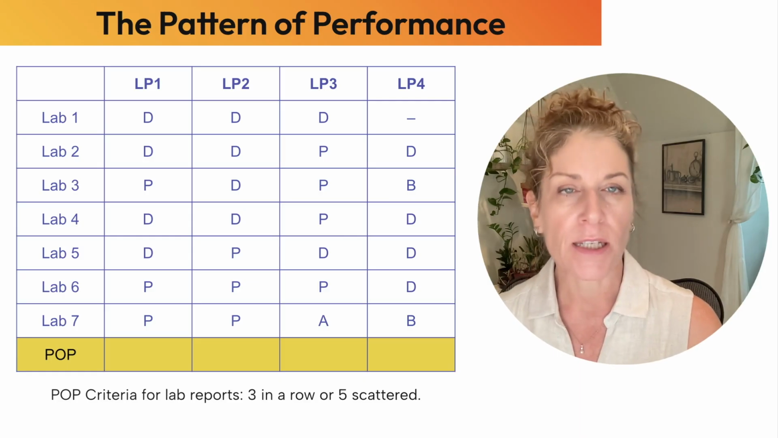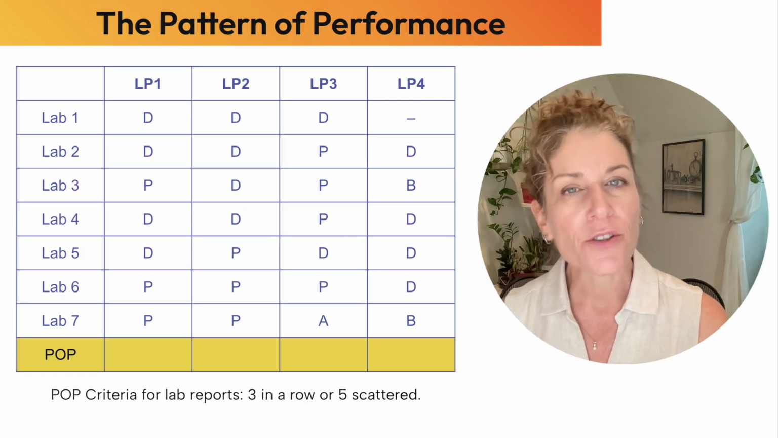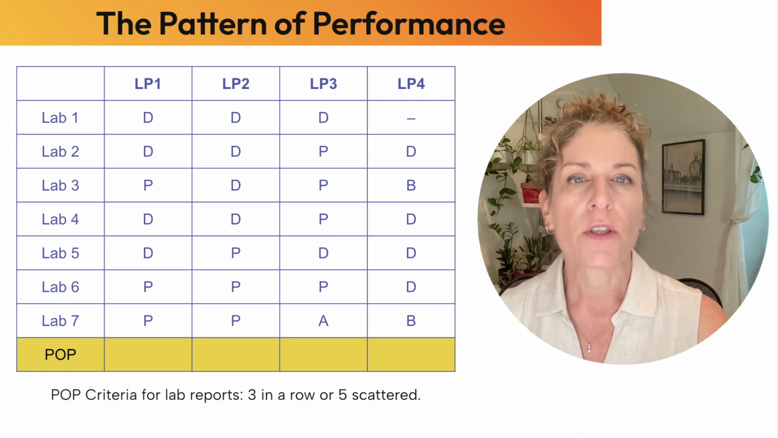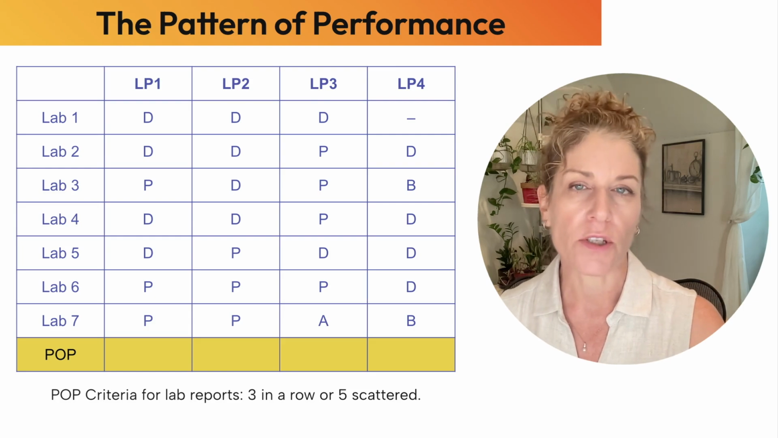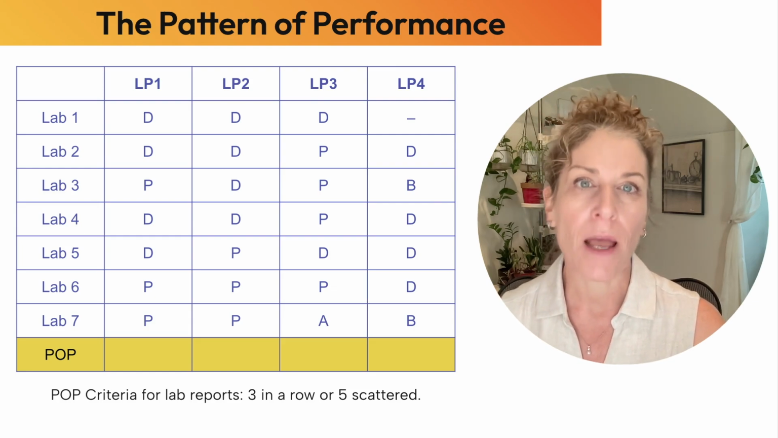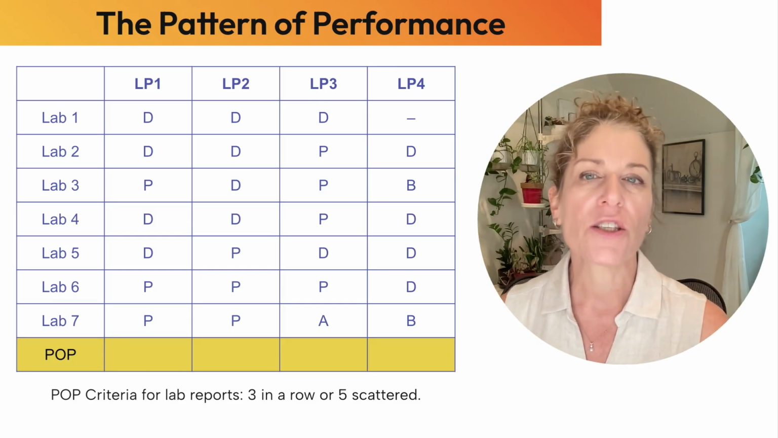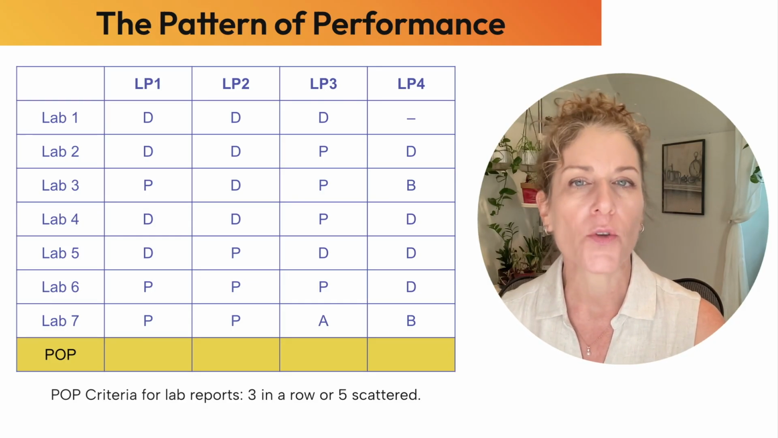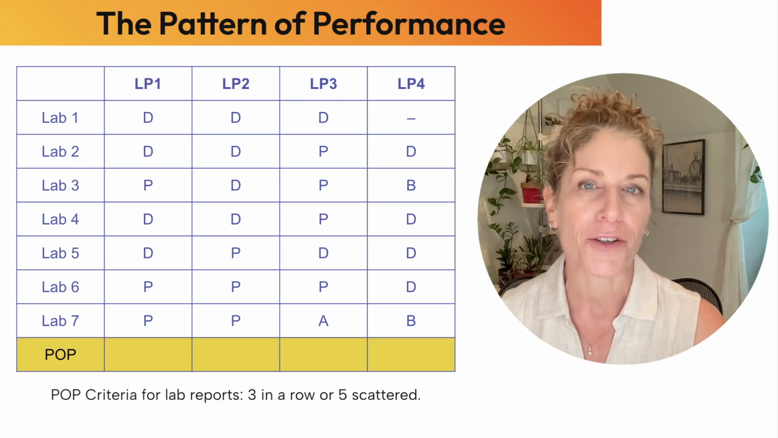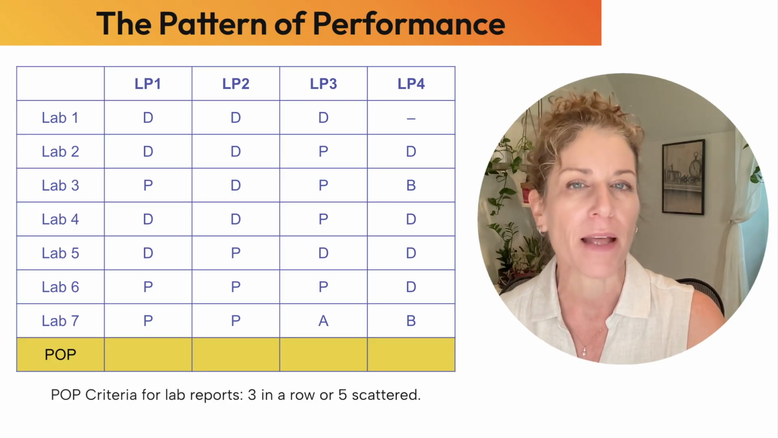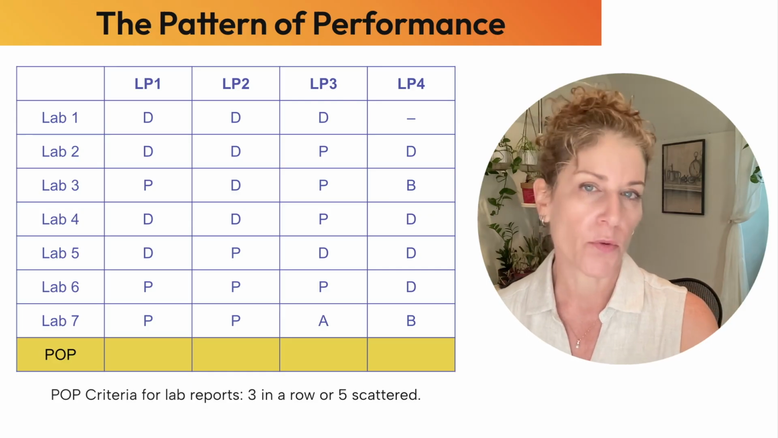Let me show you a specific example. This log shows a series of 7 lab scores, with the scores for each of the 4 learning progressions across each row. Since we do so many lab reports, up to like 25 a year, I'm looking for sufficient evidence, which in this case would be 3 identical scores in a row or 5 scattered to demonstrate that the student has met the target. So let's go through this.